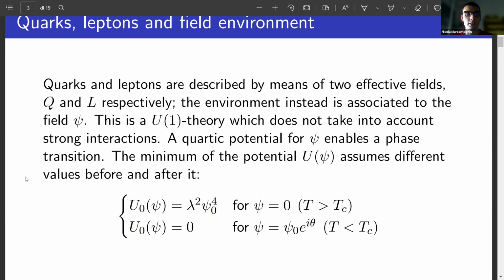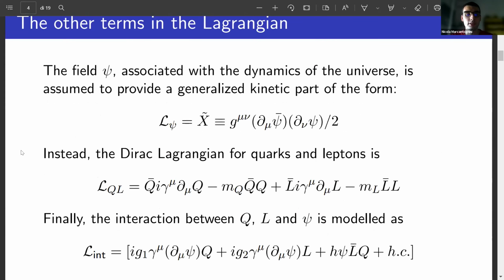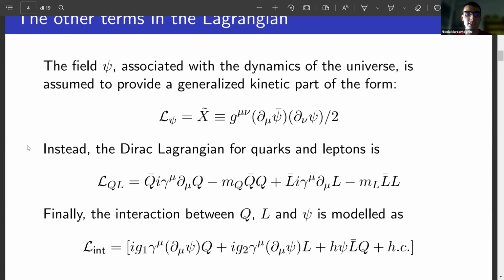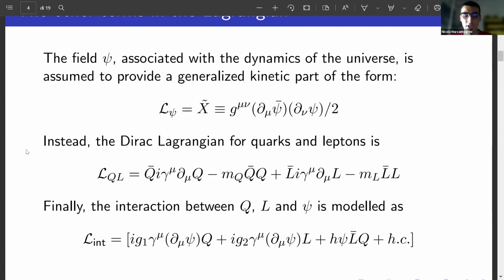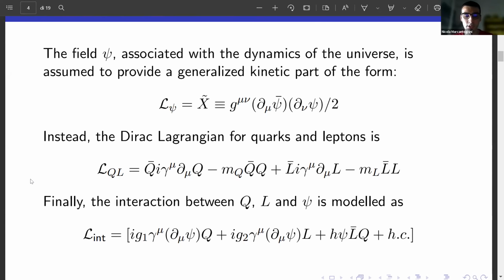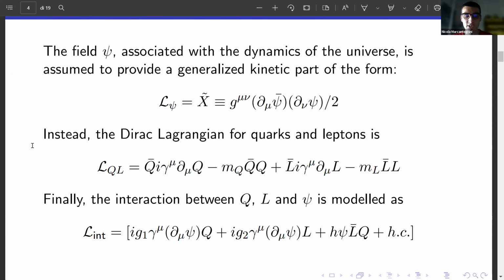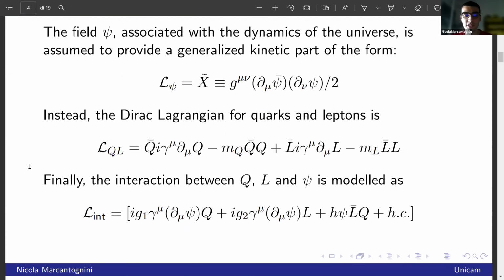In the Lagrangian, we need the other terms. First of all, since the field psi is associated with the dynamics of the universe, we assume that it provides a generalized kinetic part of the form shown. Instead, quarks and leptons need a Dirac Lagrangian, as shown. And finally, the interaction between our three fields is modeled as shown by two interaction couplings between the derivative of the psi field, that is, the evolution of the universe, and Q and L respectively. Next we also need a Yukawa term, that is, a triple point-like interaction between the three fields.